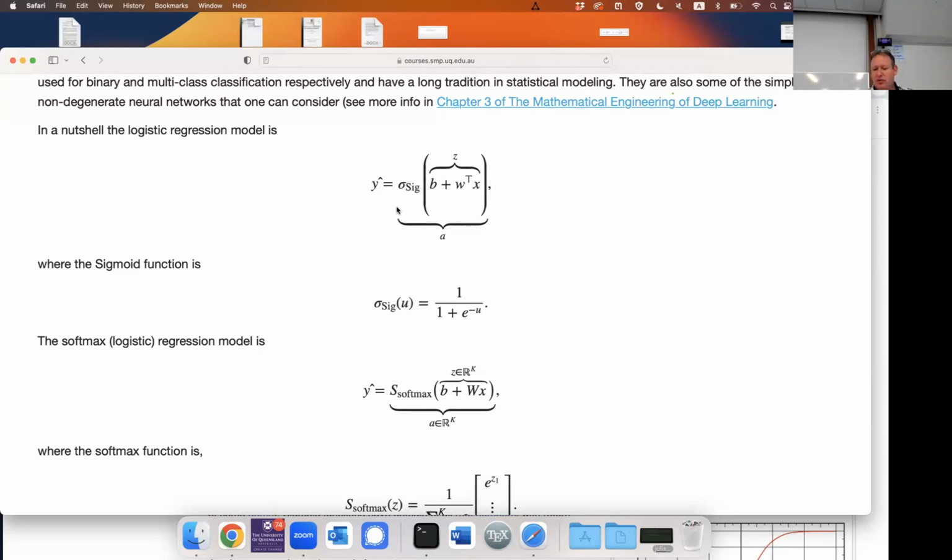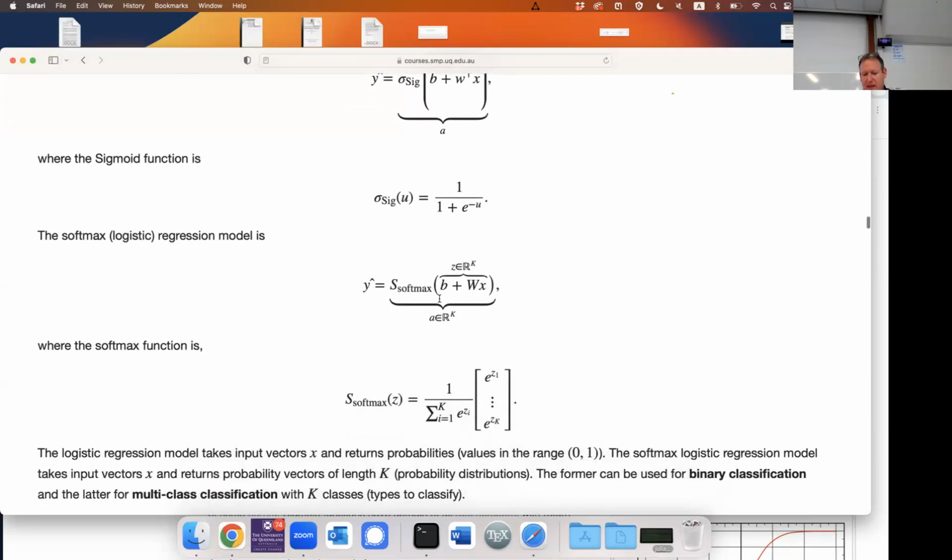Now let's move on to the big brother of logistic regression, or big sister. That big sister is also called logistic regression, depends who you ask. Statisticians will call it multinomial regression.